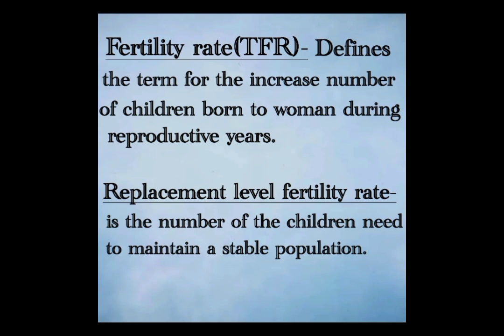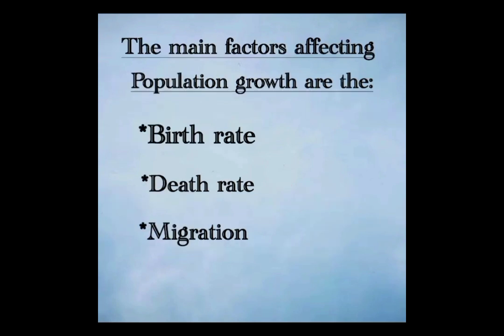The single most important factor in population growth is the total fertility rate, which we call TFR. TFR is the average number of children born to women during their reproductive years. Fertility limitation is acceptable to slow the growth of the population, and the replacement level fertility rate is the number of children needed to maintain a stable population. The main factors affecting population growth are the birth rate, death rate, and migration.